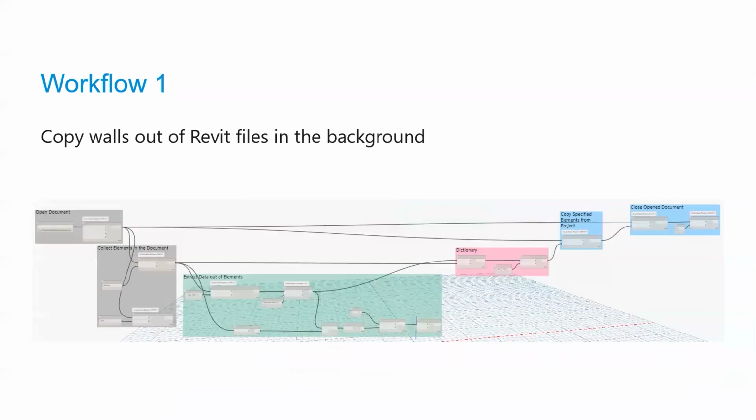The next workflow we'll work through is copying walls out of a Revit file in the background. We're going to be playing around with dictionaries here to help pick and choose which walls we want to pull out from that background file.